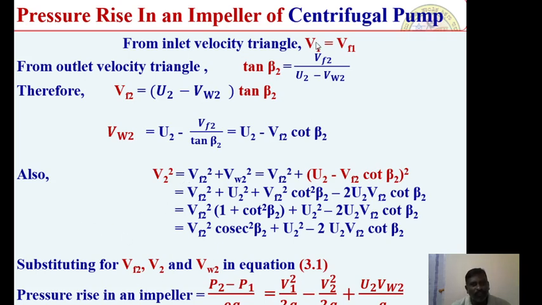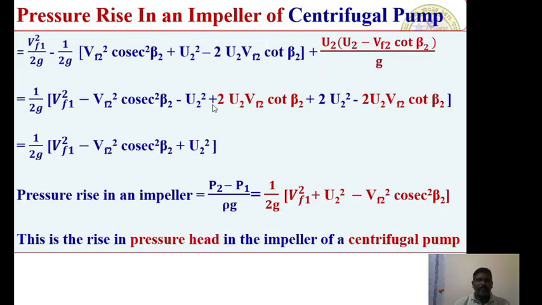You substitute the value V1 is equal to Vf1. Substitute the value of Vw2 as U2 minus Vf2 cot beta 2. Substitute the value of V2 square as Vf2 square cosec square beta 2 plus U2 square minus 2 U2 Vf2 cot beta 2 in expression 3.1, that means in the pressure rise expression. So (P2 minus P1) by rho g is equal to V1 square by 2g minus V2 square by 2g plus U2 Vw2 by g. You substitute these values in this expression. Therefore, Vf1 square by 2g minus 1 by 2g of (Vf2 square cosec square beta 2 plus U2 square minus 2 U2 Vf2 cot beta 2) plus U2 into the value of Vw2 I am substituting here, (U2 minus Vf2 cot beta 2) by g.